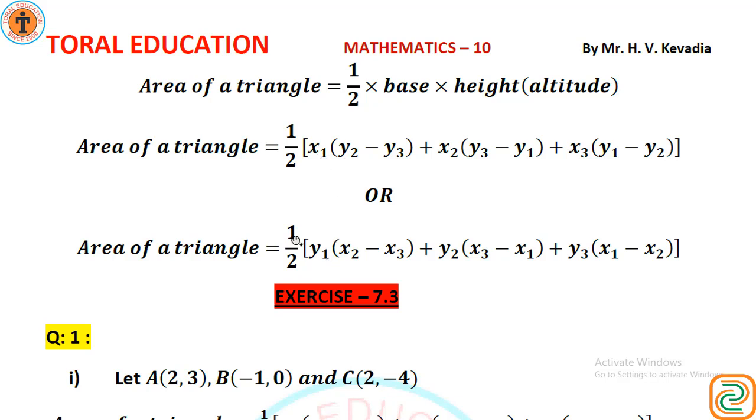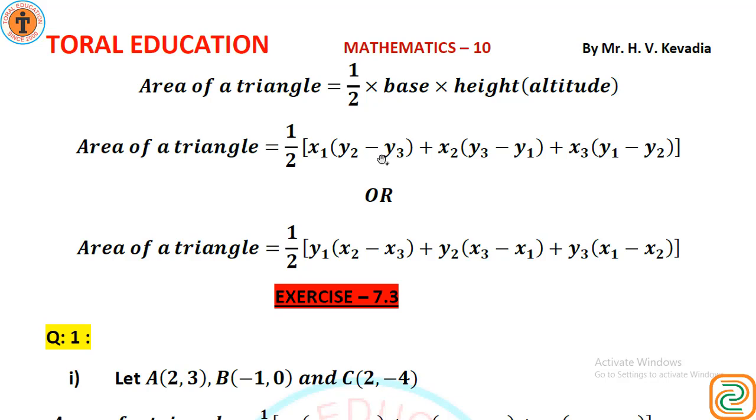Half y1 bracket (x2 minus x3), where it was y2 minus y3, there is x2 minus x3. Here it is y3 minus y1, you can take x3 minus x1, because we have taken y1, y2, y3 out of the bracket. Similarly, y1 minus y2, that is x1 minus x2. So this is our formula to find out area of the triangle.